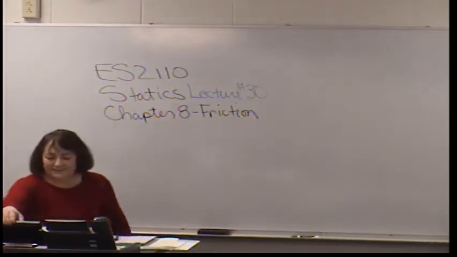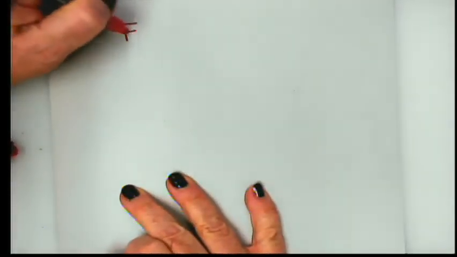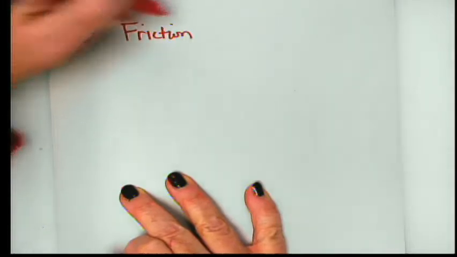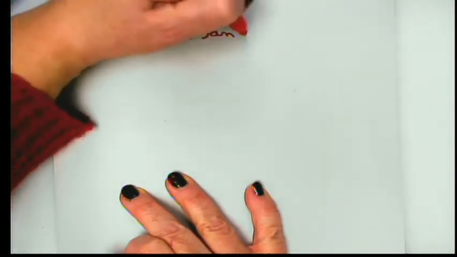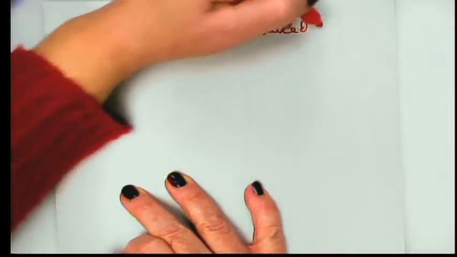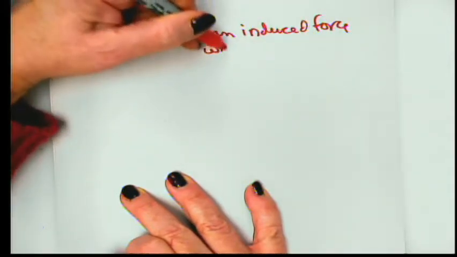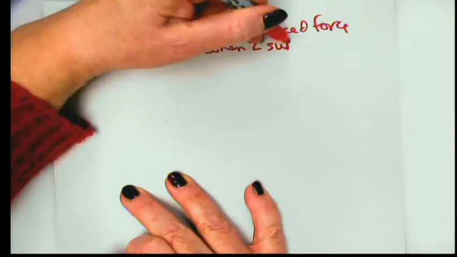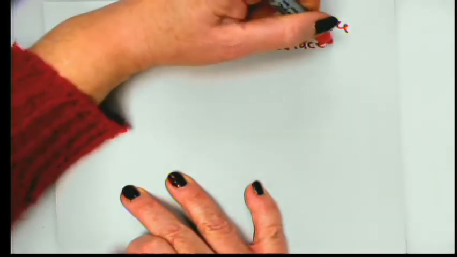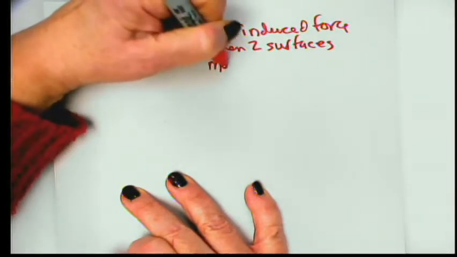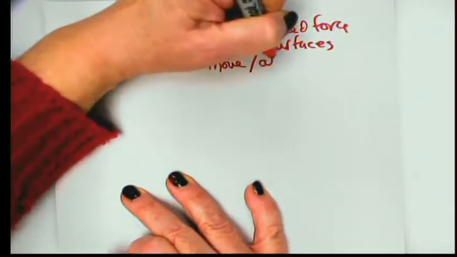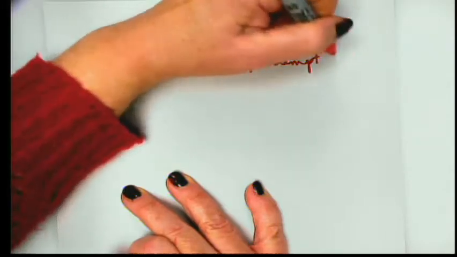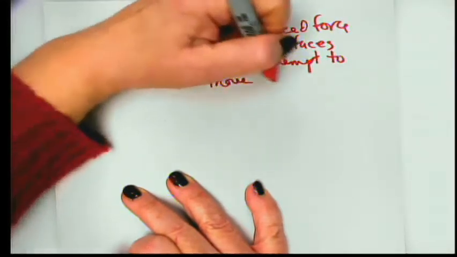There we go. We're going to take a look at the document cam, and we're going to start talking about what friction is. All right. So basically, when we talk about friction, we're talking about an induced force when 2 surfaces move against each other, or move or attempt to move against each other.